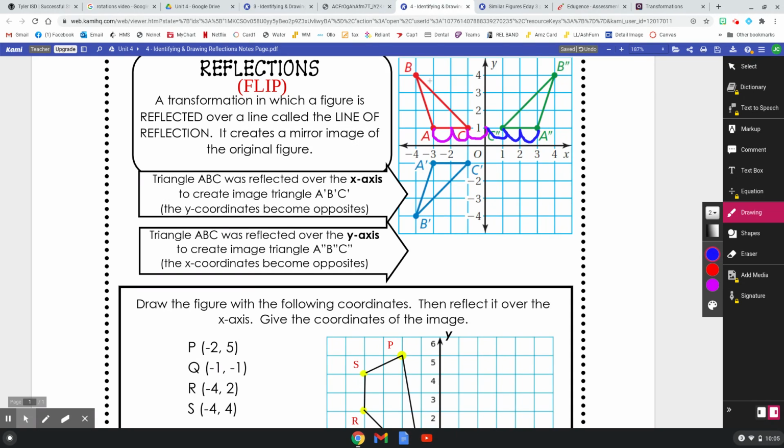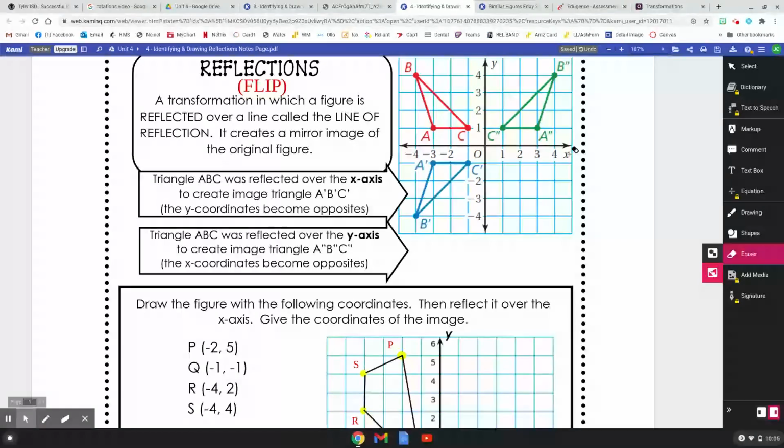So if we were going to move B, we would count B. We would go 1, 2, 3, 4, and then 1, 2, 3, 4. So that would be B prime. And then C is the same way. 1 and 1 is C prime. So that's if we move our figures across the y-axis.